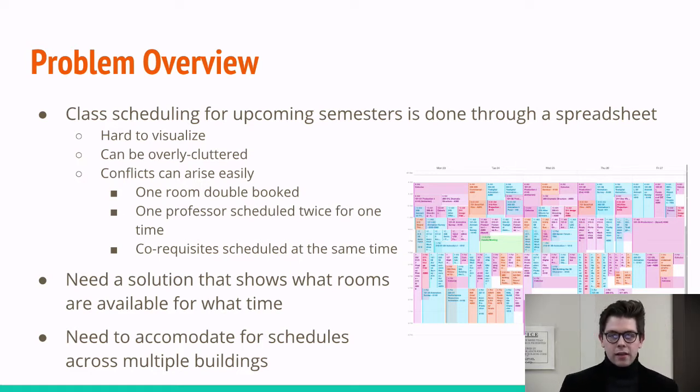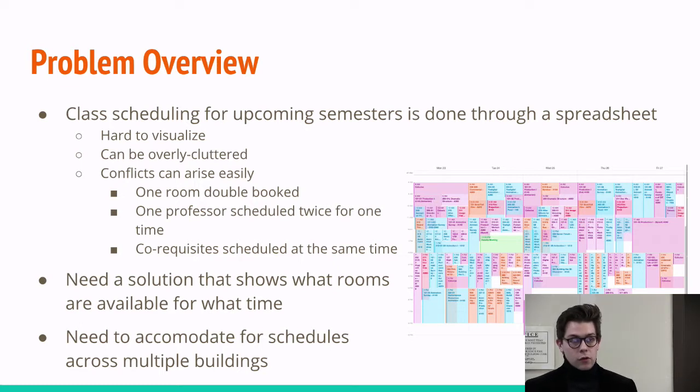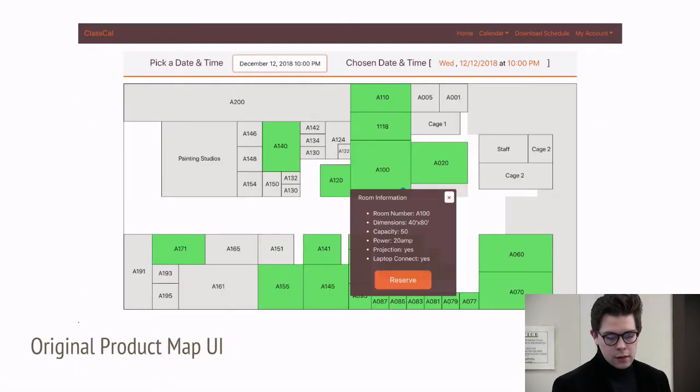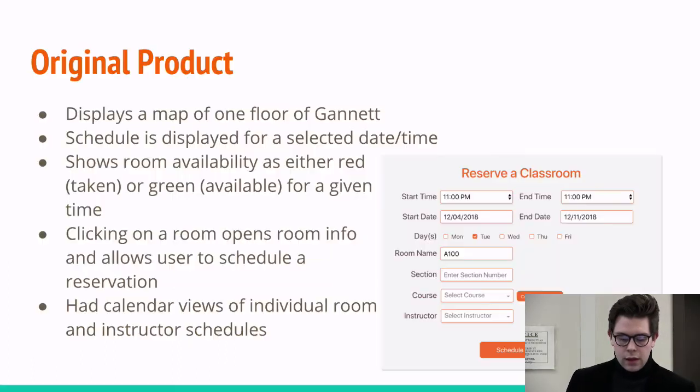And it helps because a lot of times with complicated systems like Excel sheets, you might double book a room, you might double book a professor, you might schedule co-requisites at the same time, and the department wants to avoid that. So we were handed this project from a previous senior project team, and it does a very good job of meeting a lot of the requirements.